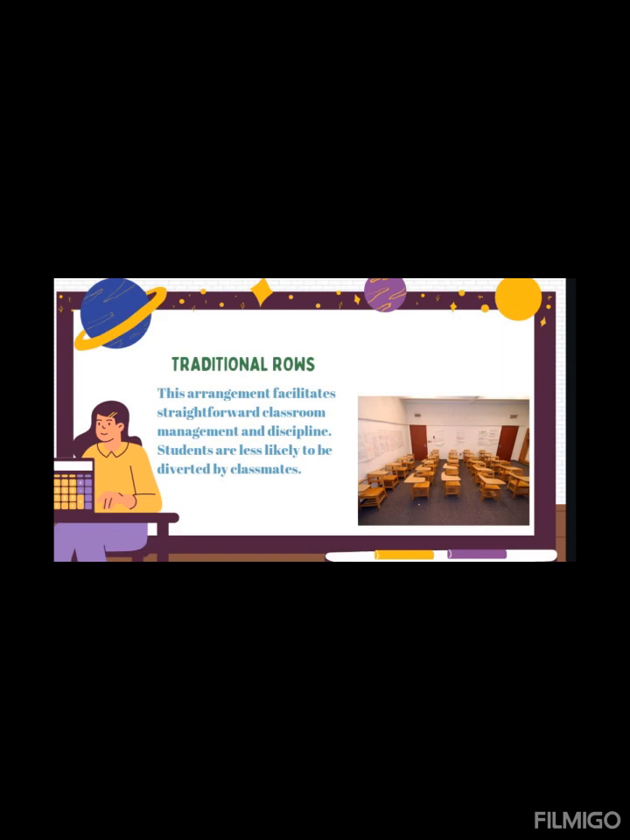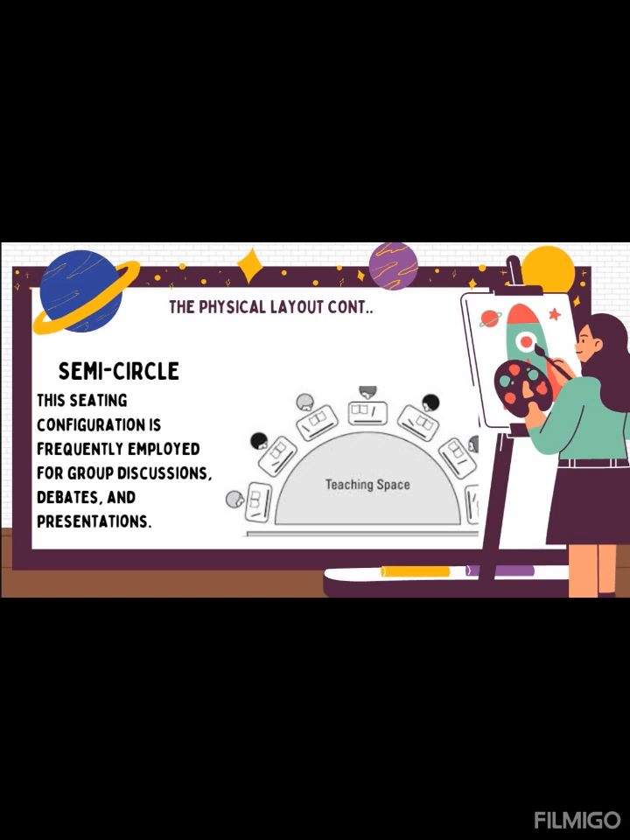Next is the semicircular seating arrangement. The semicircular seating arrangement encourages active participation and encouragement among students, which is one of the benefits. Since everyone is facing each other, there are no barriers and it's simpler for students to interact and communicate with each other. It is a collaborative learning environment and it helps students learn from each other.